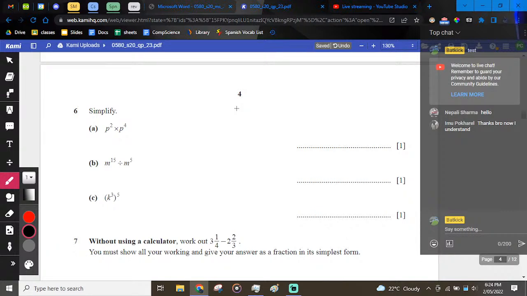Simplify. Indices, when they multiply, the top ones add, so it's p to the power 2 plus 4, p to the power 6. Divide, it's m to the power 15 minus 5, because division is subtraction of indices, power 10. And brackets are multiply, k to the power 3 times 5, k to the power 15.